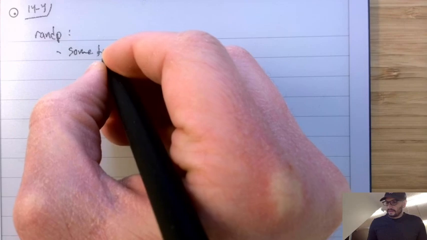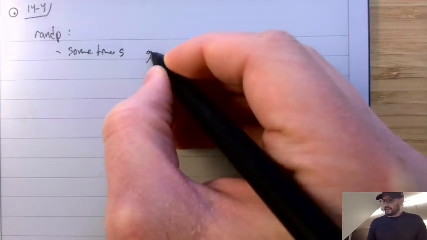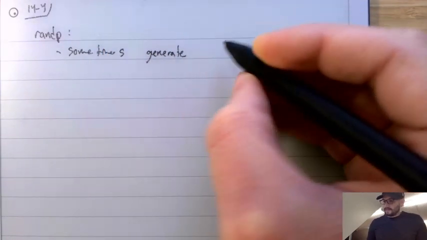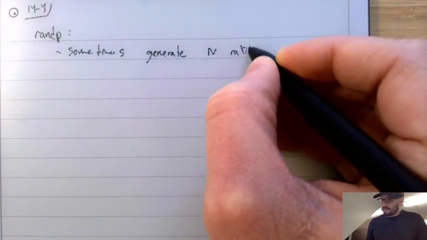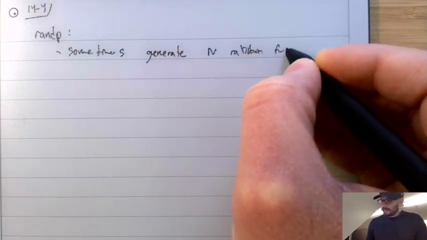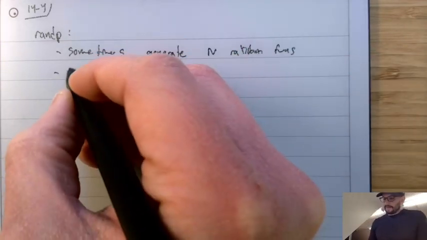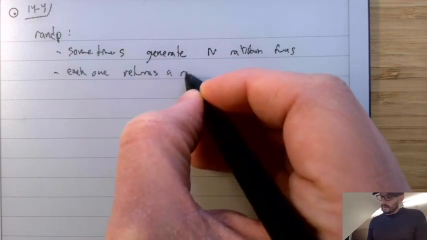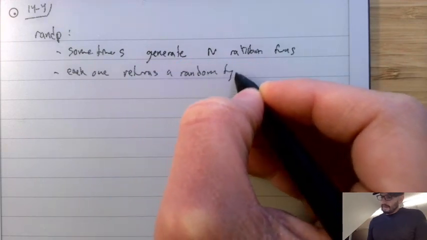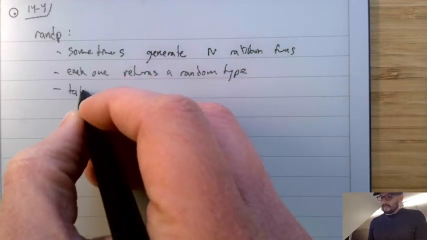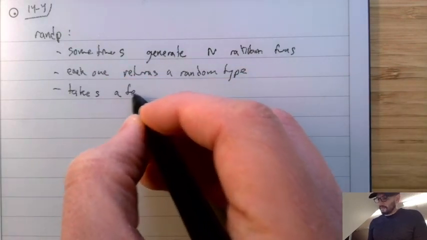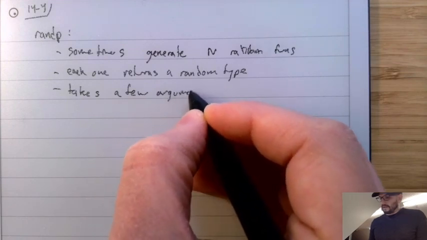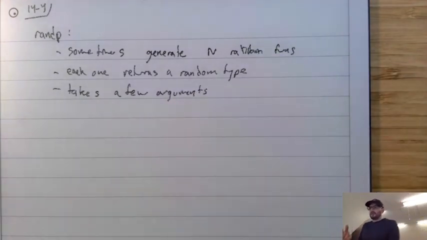sometimes generate n random functions, where each one returns a random type and takes a few arguments. Now, when I say a few arguments, maybe you would have it take 0 arguments, or between 1 and 6, or maybe a lot, like 16 or something like that. So just pick a few random arguments.